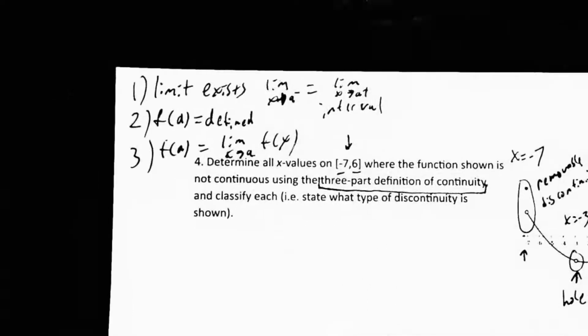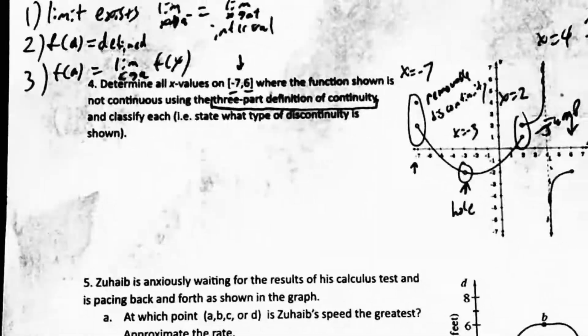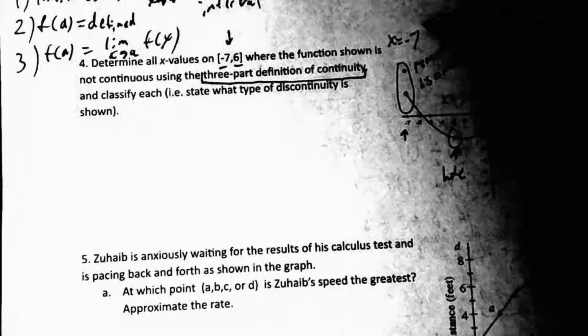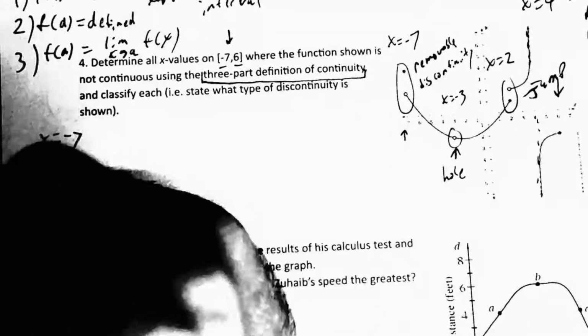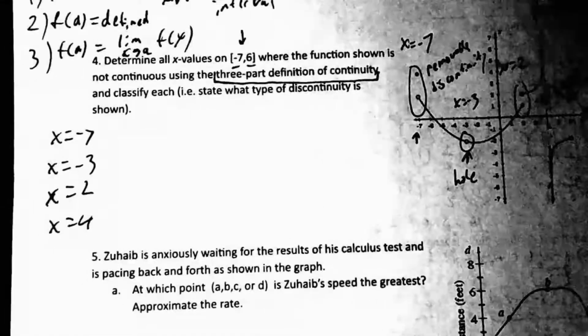That's it. I went over this in exercise set 1.5. So if you are stuck on this, check out 1.5. But I'll go through them. Okay, so we have our four points. We have x equals -7. We have x equals -3. I have x equals 2 and x equals 4. And so I'm going to tell you which rules I break.